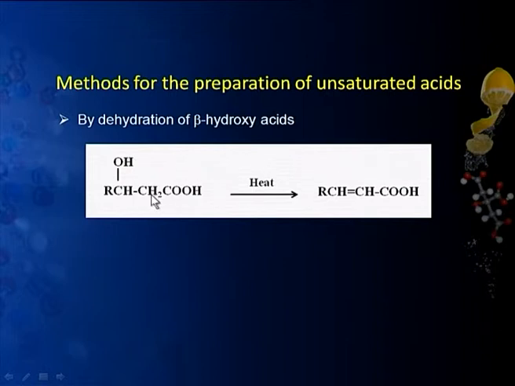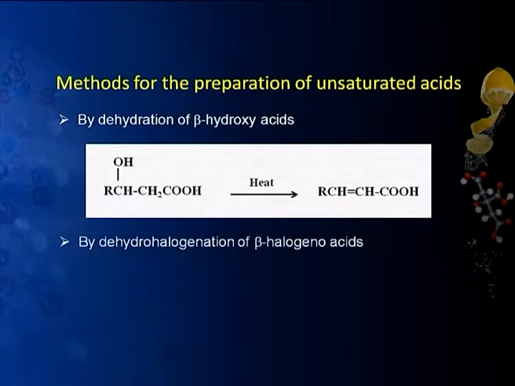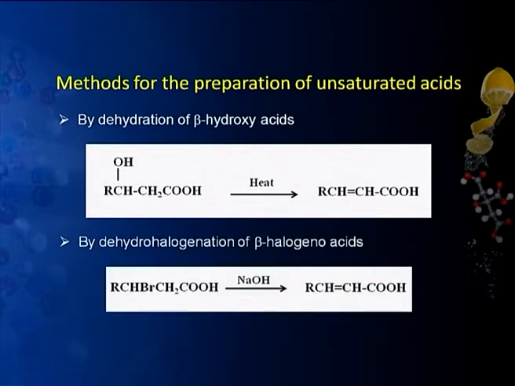This is the beta carbon, this is the alpha carbon, and they give alpha beta unsaturated carboxylic acids. Similarly, these alpha beta unsaturated carboxylic acids can be obtained by dehydrohalogenation of beta halogeno acids. When the halogen is present at the beta carbon and they are treated with sodium hydroxide, a molecule of HX, that is, if it is bromine, HBr, if it is chlorine, a molecule of HCl, etc. will be lost, and we get these unsaturated carboxylic acids.